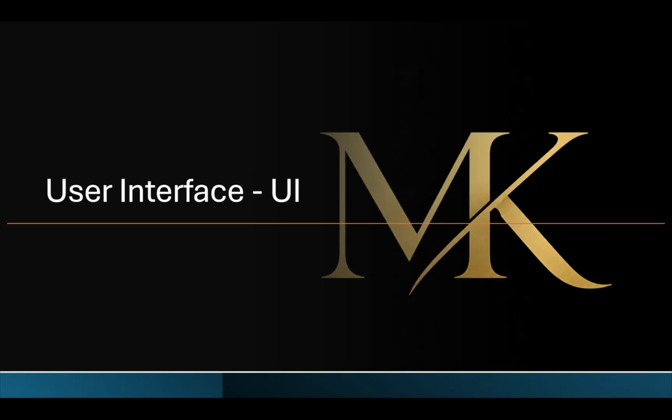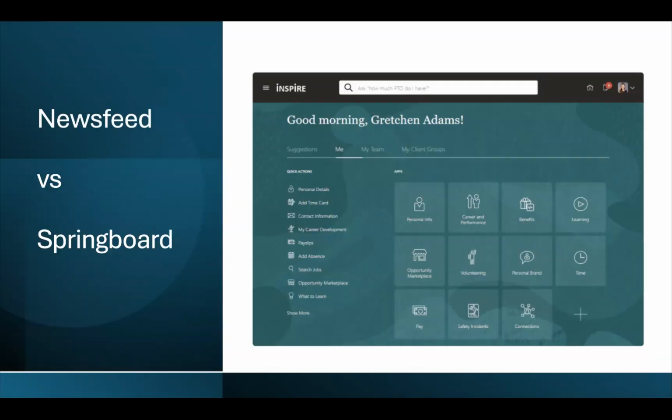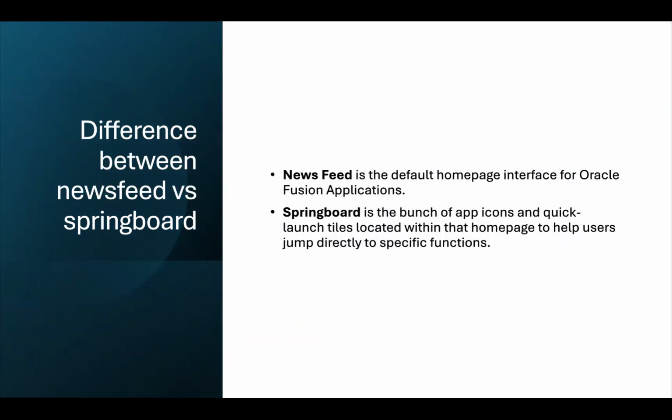So in this session, I will walk you through the Oracle user interface, how it looks and what is the meaning of each icon that we are going to see now. So what is newsfeed versus Springboard? Newsfeed is nothing but a default layout, and Springboard is a bunch of icons that you can see, like personal info, career and performance, and benefits. So here you can see newsfeed is a default homepage and Springboard is the bunch of icons.